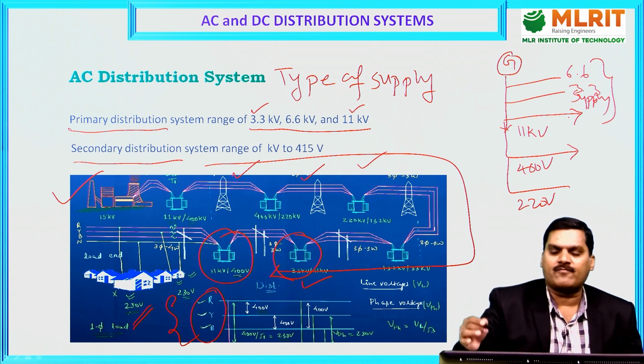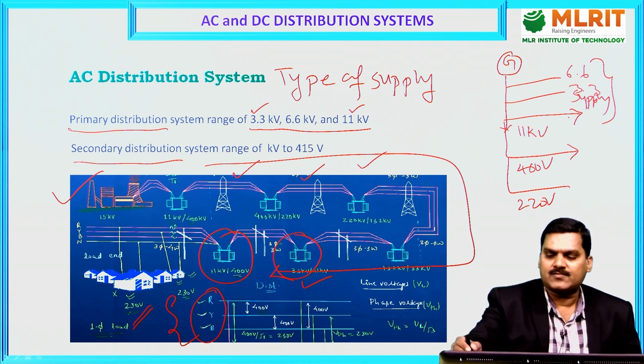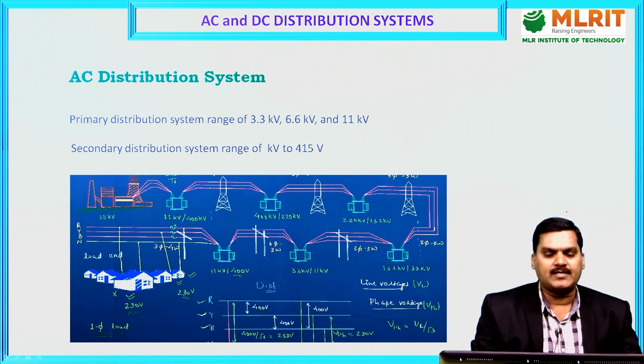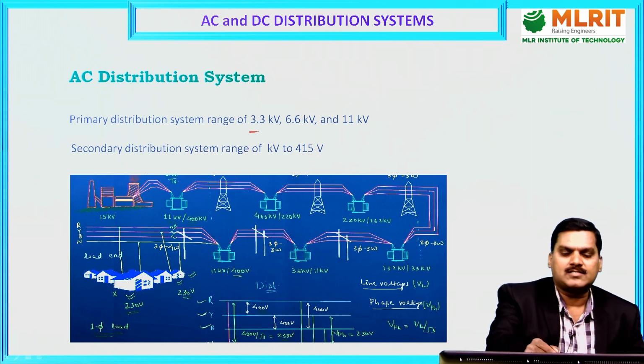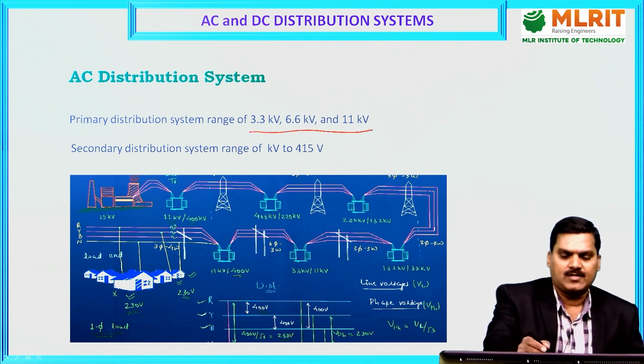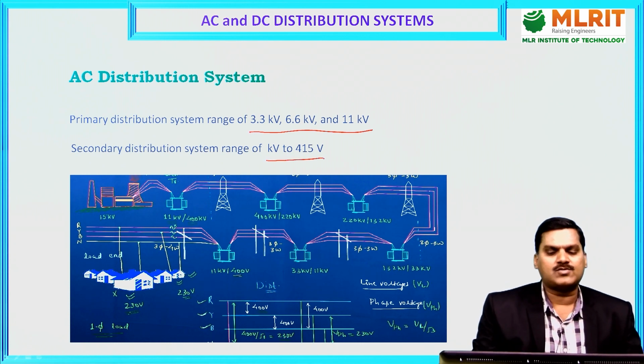So, that type of supply is called primary distribution, whereas 400 volts and 220 volts are called the secondary distribution system. So, primary and secondary, majorly based on supply voltage. So, secondary is 200 volts or 415 volts.